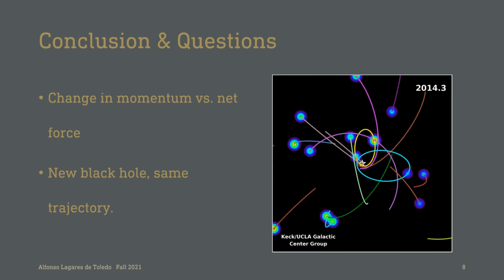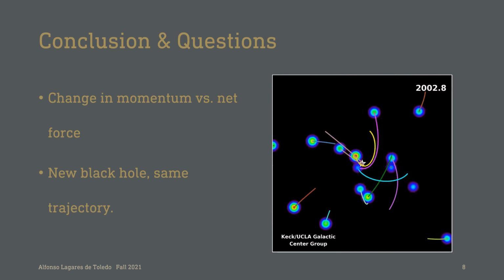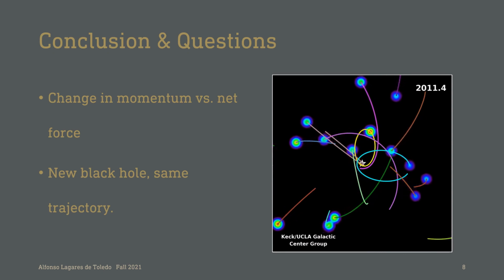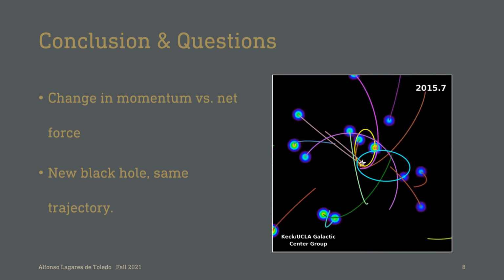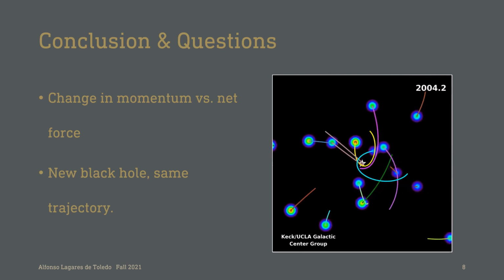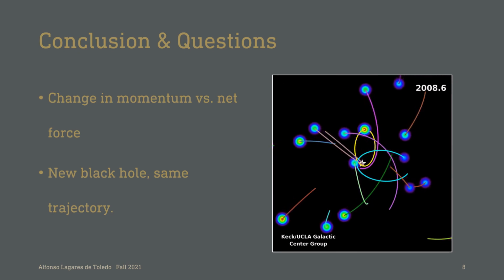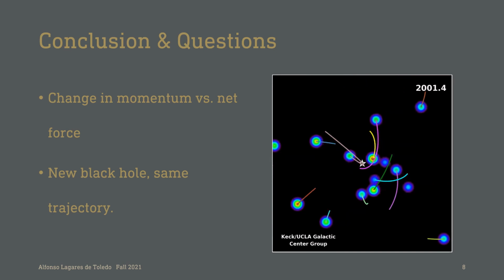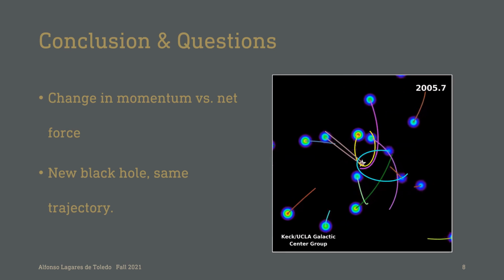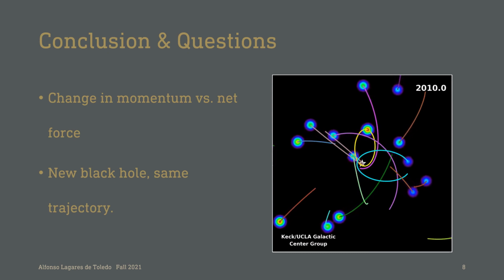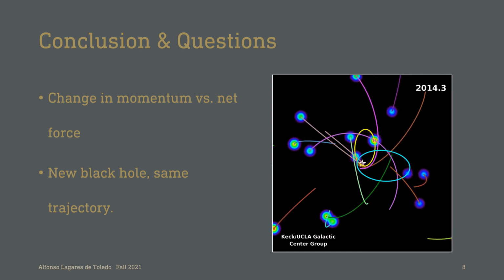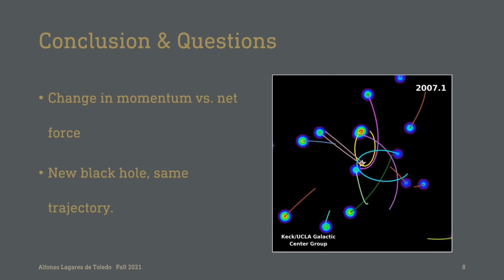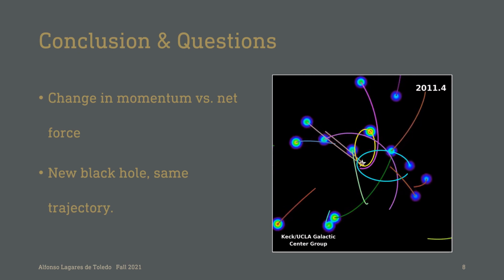Regarding the difference between change in momentum and net force, you can observe the measured changes in momentum by measuring the change in velocity and mass of an object, but net force cannot be measured directly. Thus, you must assume that the change in momentum of an object is the result of the net force acting on it. If the black hole the star was orbiting around was replaced by another body and the trajectory of the star did not change, it would be impossible to tell the difference, as the trajectory of the star only depends on the mass of the black hole. The mass of this new object would be calculated and would be found to be equal to the mass of the previous black hole.